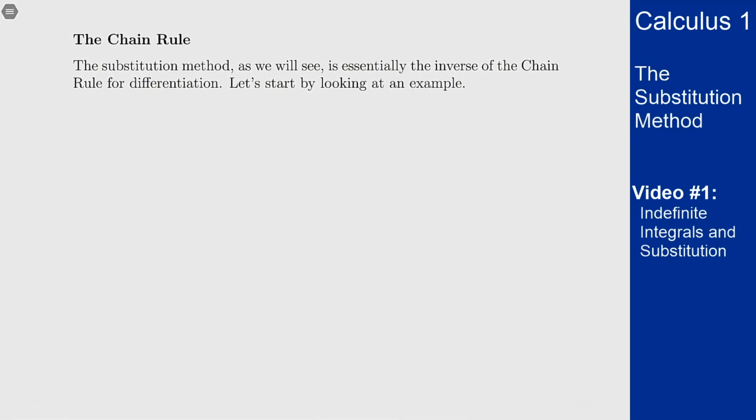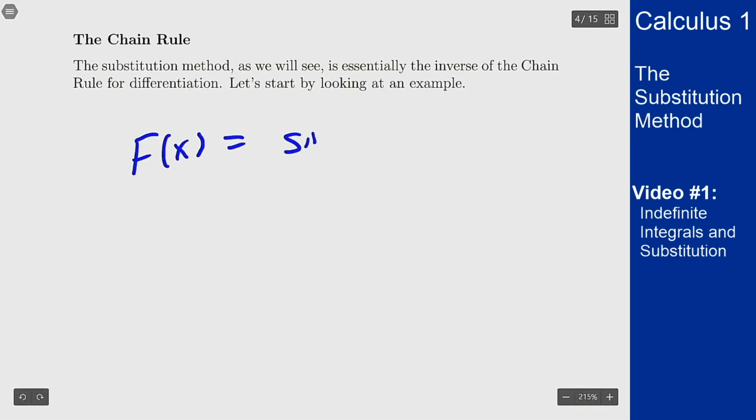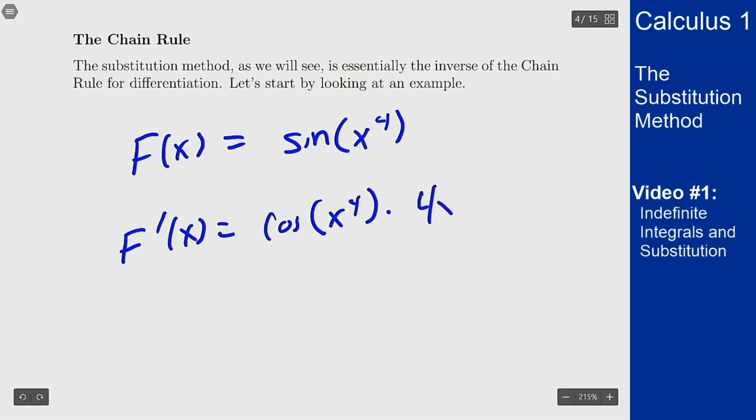And the first one of those we're going to do is called the substitution method, which comes from the chain rule. So basically, this method is going to be the inverse of the chain rule. So we're going backwards on chain rule differentiation to give me an integral rule. Look at an example. Let's say I have a function f of x that is sine of x to the fourth. Well, how do I take this derivative? If I differentiate this, it's going to be cosine of x to the fourth, and then times 4x cubed by the chain rule, because x to the fourth is on the inside, and that's the derivative of x to the fourth.